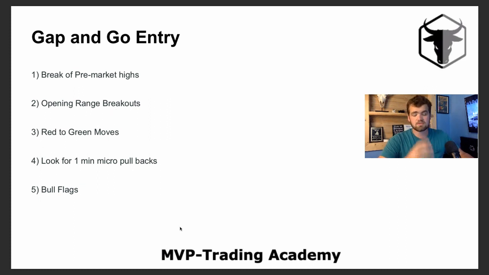Now we do have opening range breakouts that work very well for the gap and go. Red to green moves: if the stock starts selling off and hits a support level, you can get a nice red to green move. But if the stock already ripped up and we're like, crap, we need to wait for a pullback, now we can look for a 1 minute micro pullback if we're kind of late to the party. Anything past that, we look for bull flags.